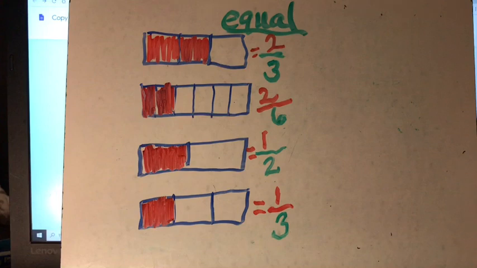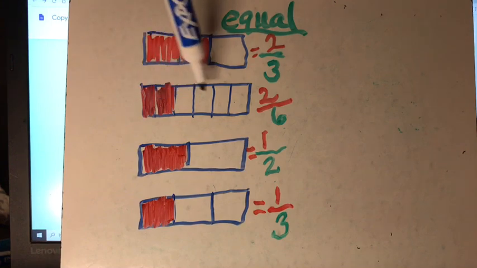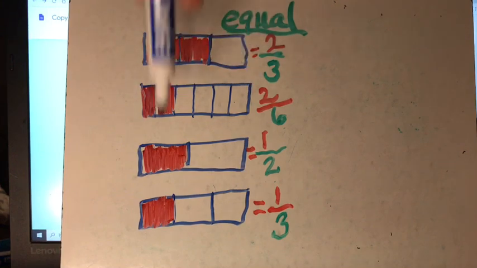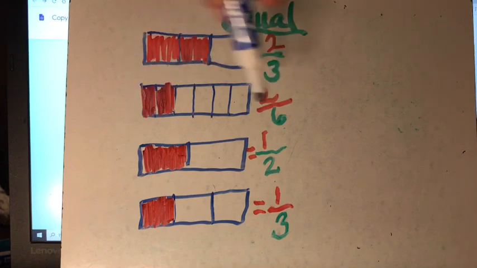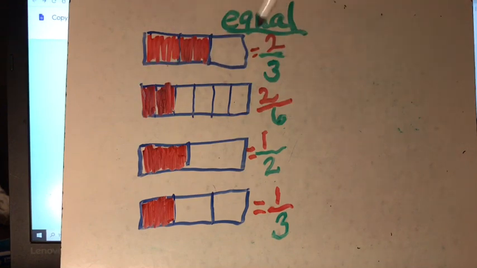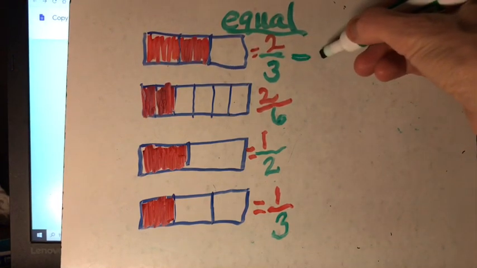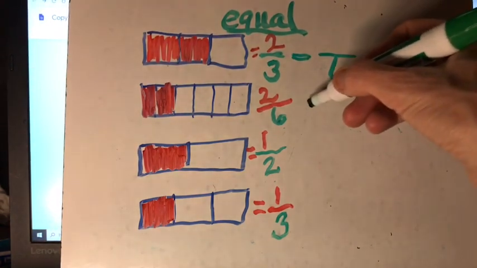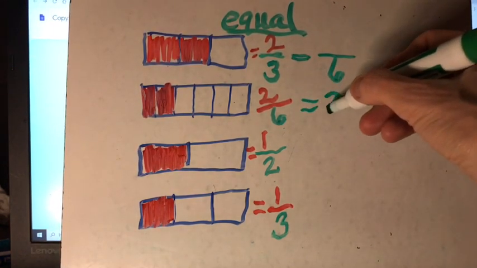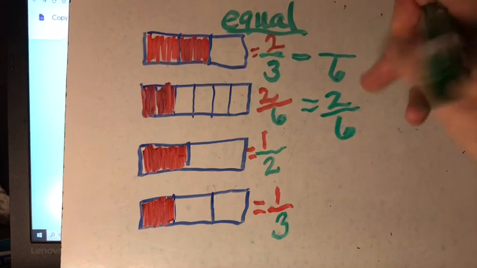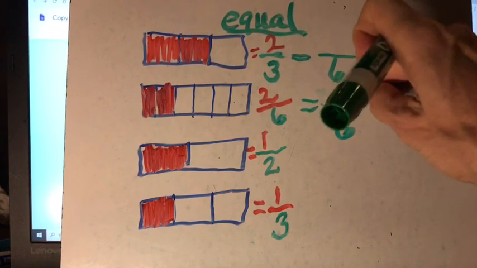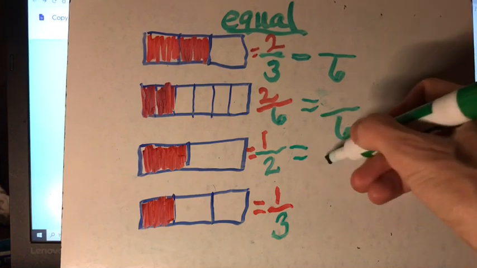Well, what I could do is I could start drawing the lines. This one has 1, 2, 3, 4, 5, 6. I can make all of them have 6. I can make all the denominators, the bottom number, the same. So I'm going to convert these to the same denominator. So 2/6 will still be 2/6. I'm going to make that red because it's the number shaded.